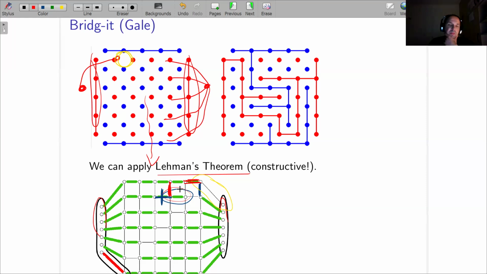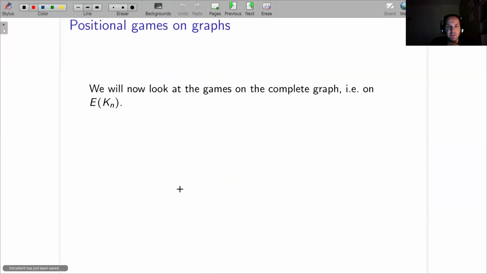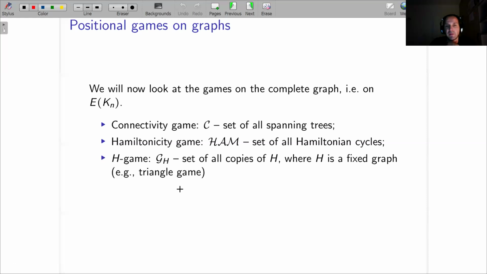And there is more actually. Yeah, there's much more. As I said, there are many results that follow. I just want to maybe fast forward. So I want to show you this. I already talked about the connectivity game. There's also the Hamiltonicity game, which the obvious winning sets were.